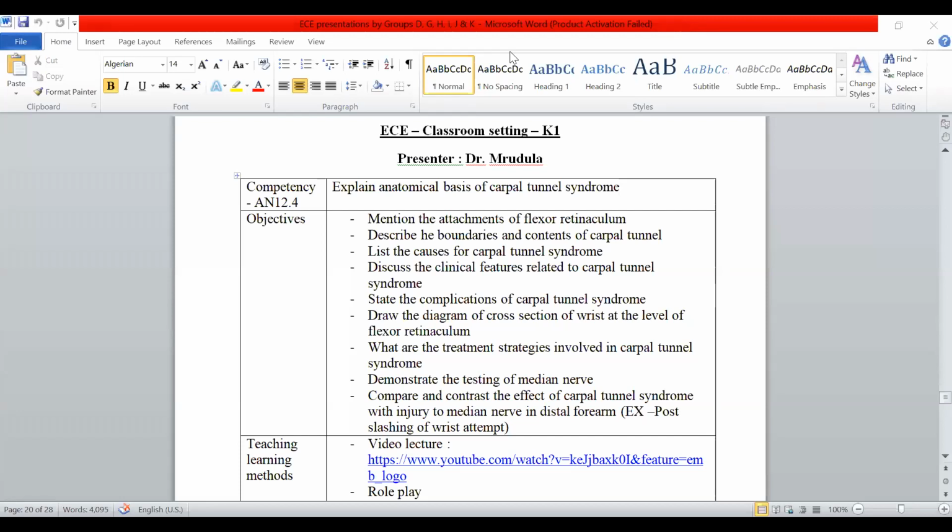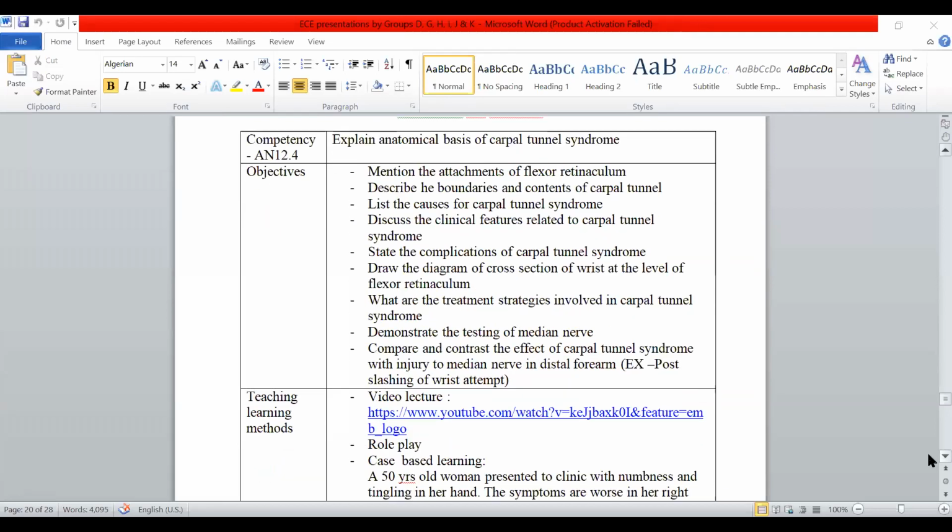What are the treatment strategies involved in carpal tunnel syndrome? The student should be able to demonstrate the testing of the median nerve. And last, compare and contrast the effect of carpal tunnel syndrome with injury to the median nerve in the distal forearm, for example, a post-slashing of wrist attempt.